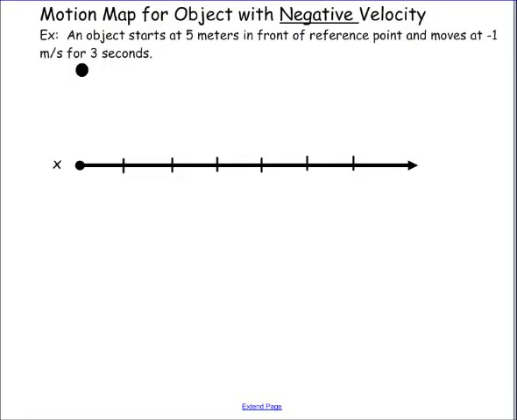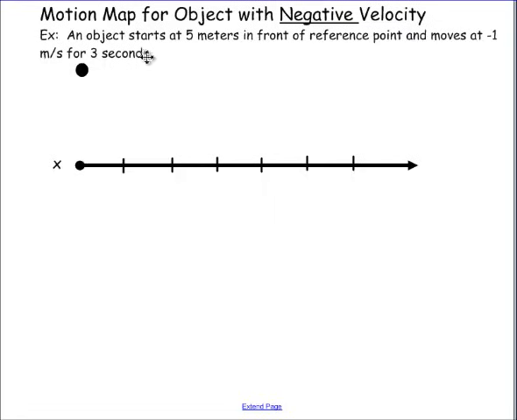If the object begins at some positive position in front of the reference point and moves toward the reference point, we say that the velocity is negative. And so the velocity arrows will be pointing in the opposite direction. They will be pointing to the left instead of the right.